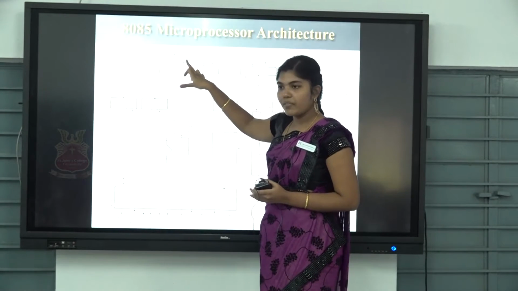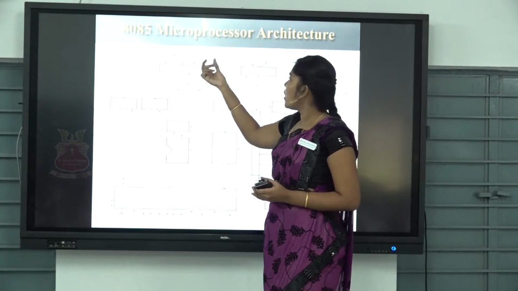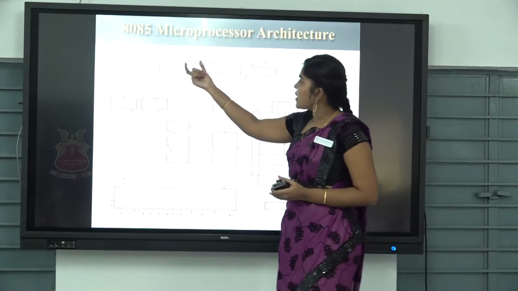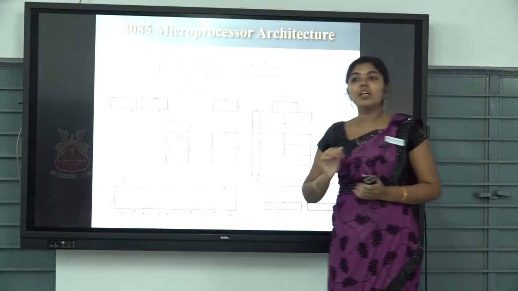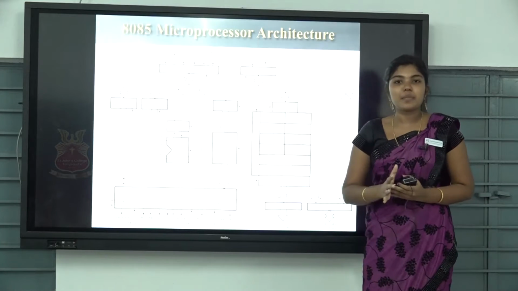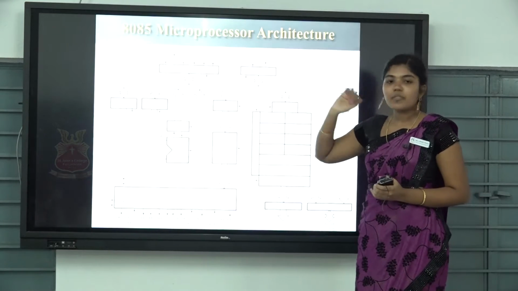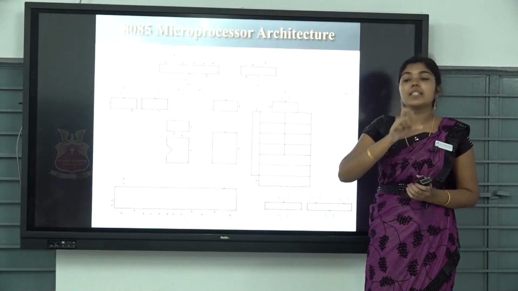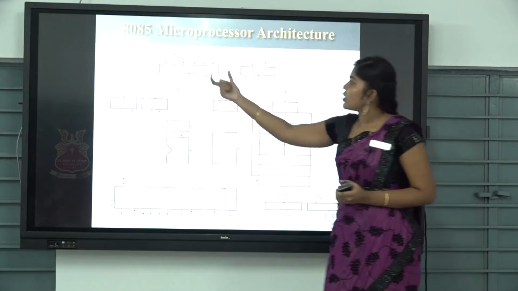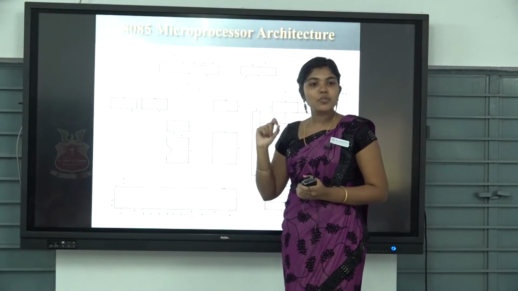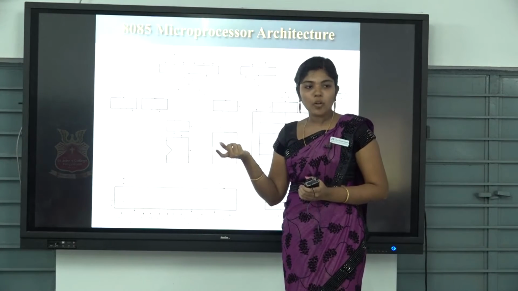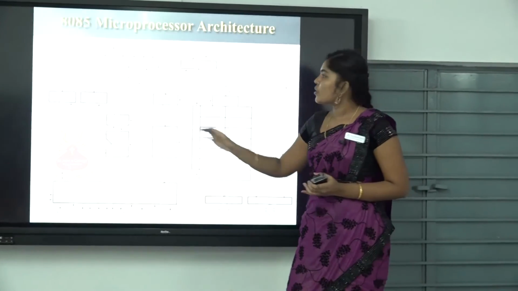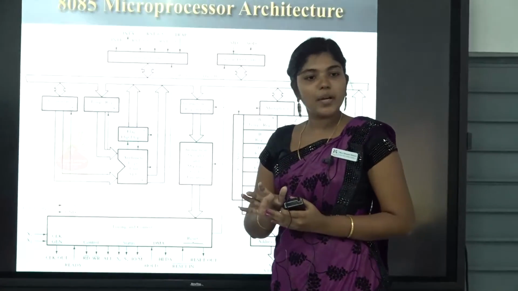Next one is RST 5.5, RST 6.5, RST 7.5. Here RST means restart. So RST 5.5, 6.5, 7.5 are restart interrupts, and they are vectored interrupts. The function of these interrupts is to transfer program control to a specific memory location. Next one is the TRAP signal. TRAP is a non-maskable interrupt of the 8085 microprocessor.